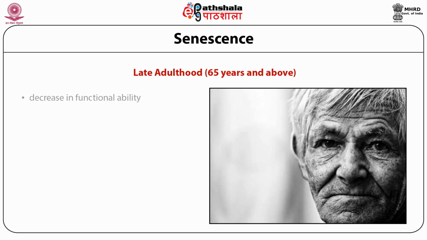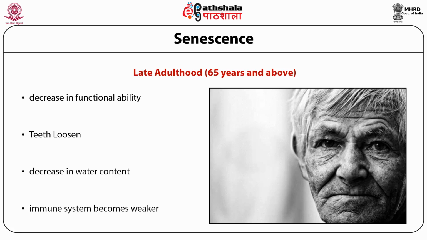There is some decline in functional capacity. Dentition, or the loss of teeth, can be seen, and by this age there is a loss of hearing and vision, and the person becomes more susceptible to illness or health issues because there is a decline in functional capacity, a decrease in water content, the immune system becomes weaker, and muscles start deteriorating. So senescence can actually be classified as the phase of negative growth in the human life cycle.